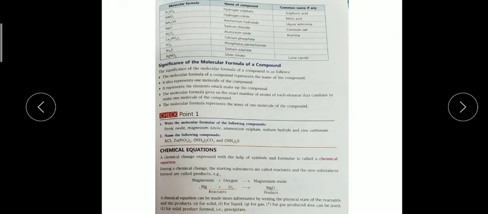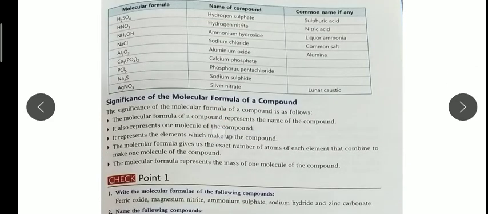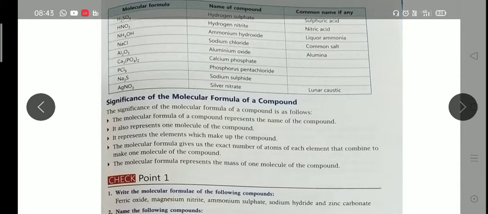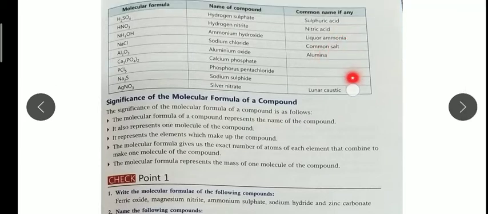Here so many formulas are given, with their names and their common names also. For example, H2SO4 is sulfuric acid, which we usually call sulfuric acid, but the chemical name of the compound is hydrogen sulfate, because hydrogen is there and the sulfate radical is there. Similarly, hydrogen nitrate, but we use common names such as common salt for sodium chloride and lunar caustic for silver nitrate.